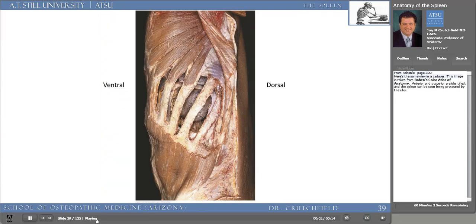Here's the same view in a cadaver. This image is taken from Rohen's Atlas of Anatomy. Anteriorly and posteriorly are marked, and the spleen can be seen being protected by the ribs.